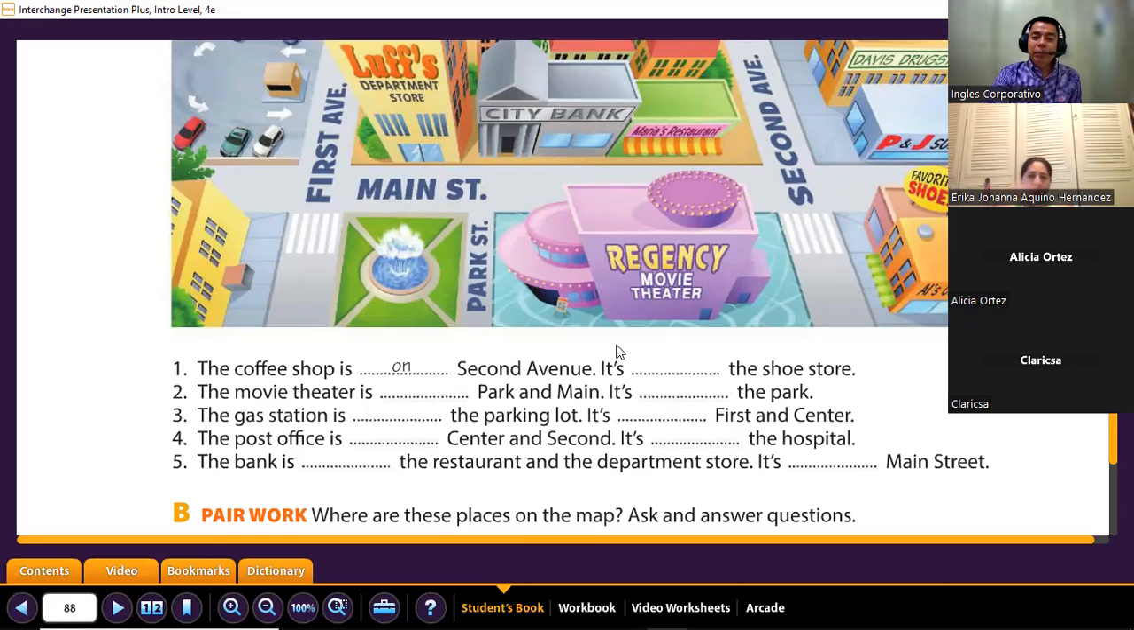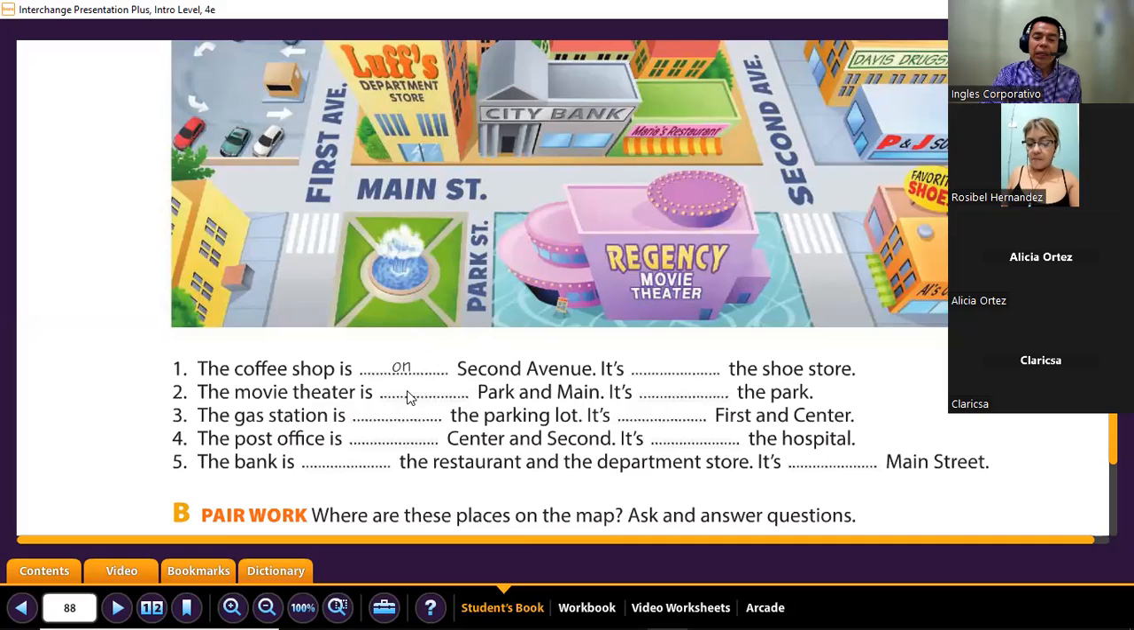Then it says, it's the park. Next to, across from, between. How is it? Across, correct. Across from the park. So the movie theater is on the corner of Park and Main, across from the park. Repeat after me, please. The movie theater is on the corner of Park and Main.